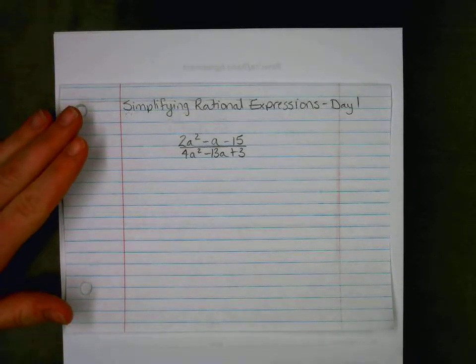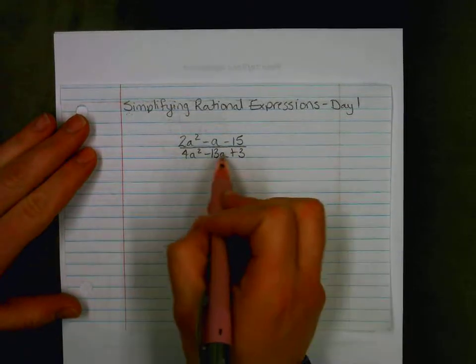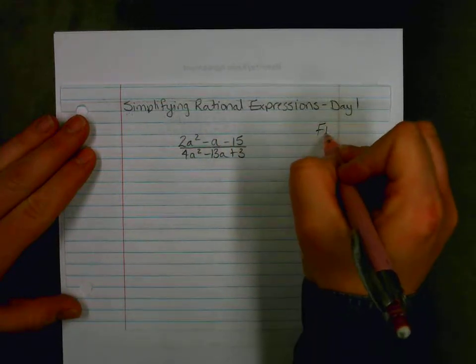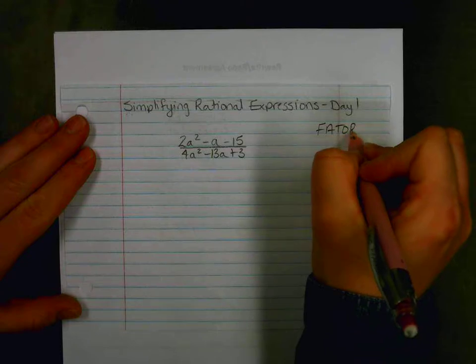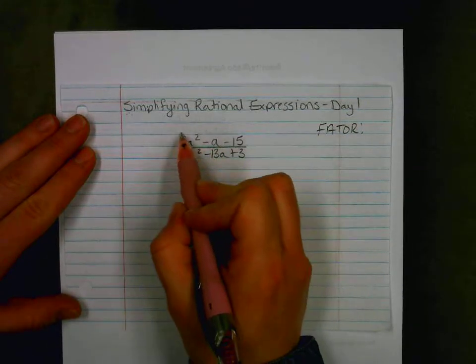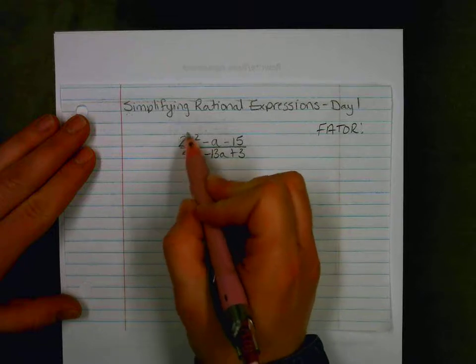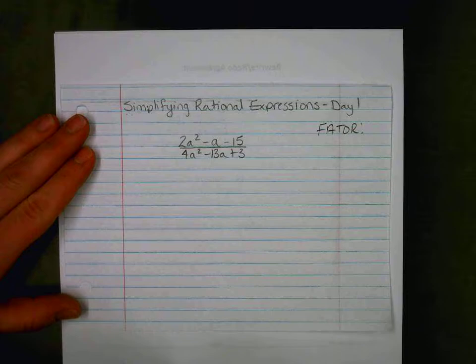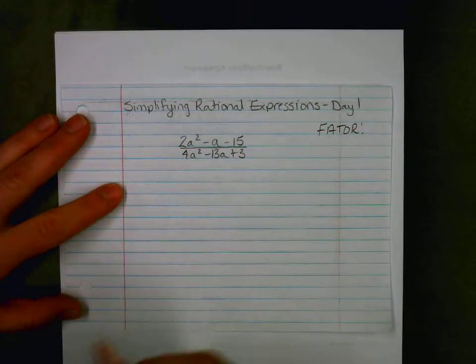Simplifying rational expressions. Again, our very first step, always, is to factor our numerator and the denominator. Now, both of these are trinomials, so we have to consider this value in front of our a squared, so we have to factor this using our lucky method.